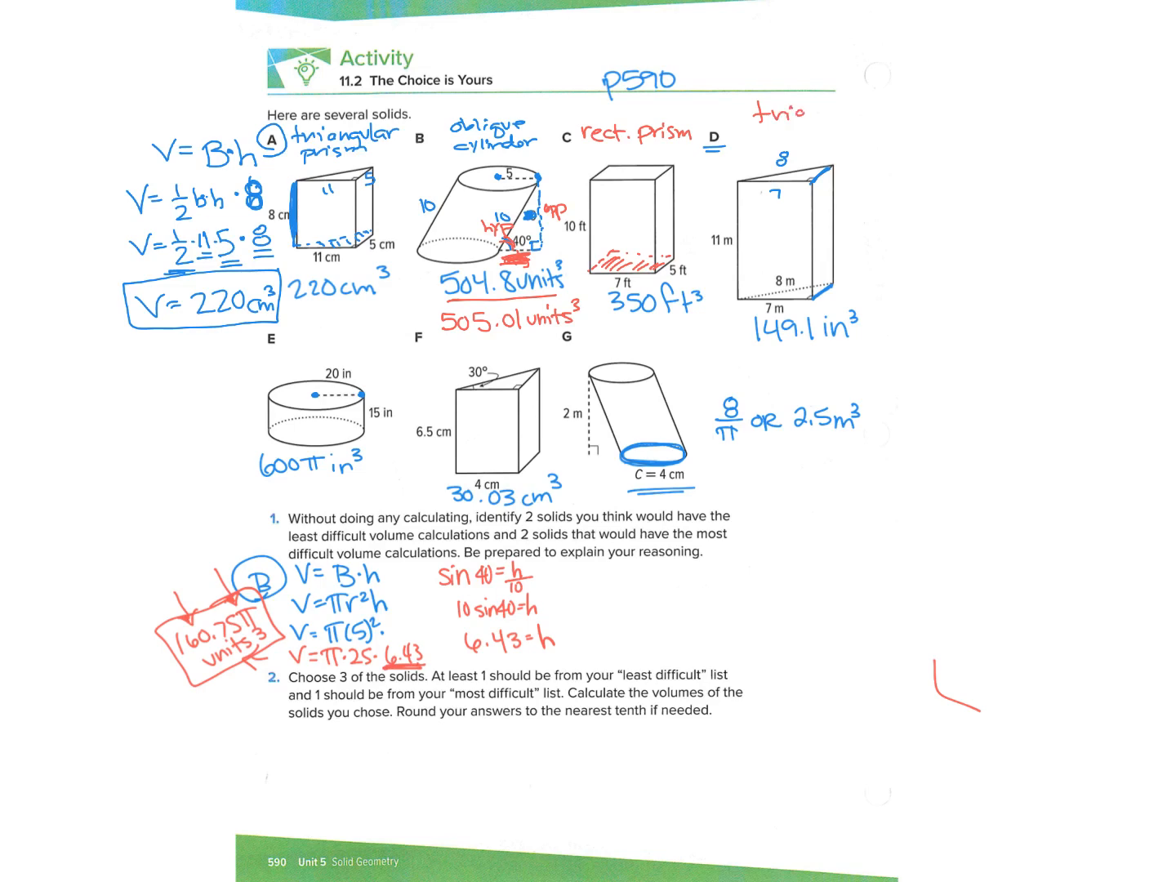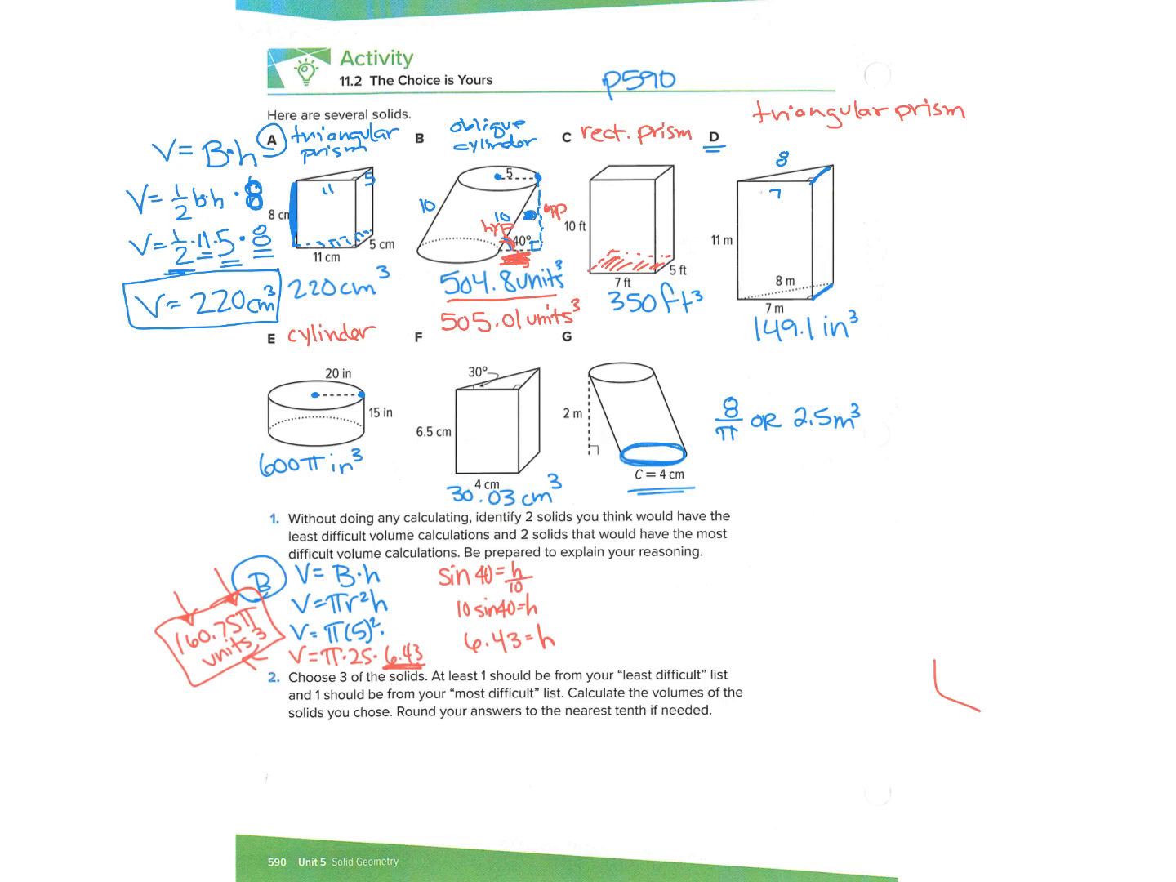This is another triangular prism, but you cannot use the 8. The 8 will give you a wrong answer if you use it to calculate base area, because that's the hypotenuse. It's not the base or the height of that triangle. You cannot use the 8. This problem for E is a cylinder. You actually have all the information you need to calculate E to get the correct answer. Keep in mind, I left the pi in my answer. I didn't multiply by pi.